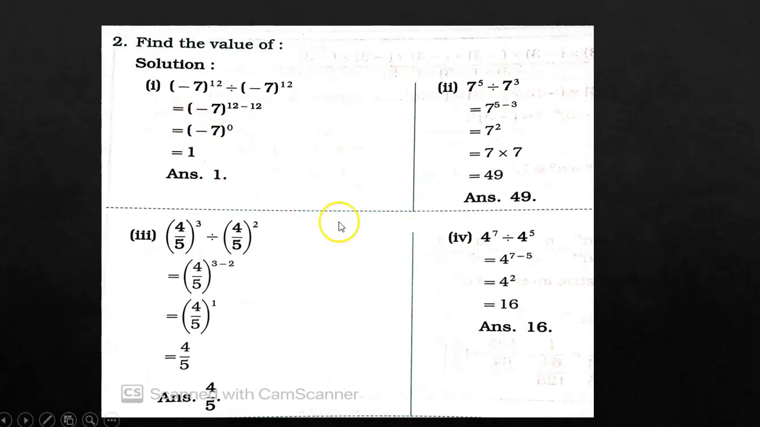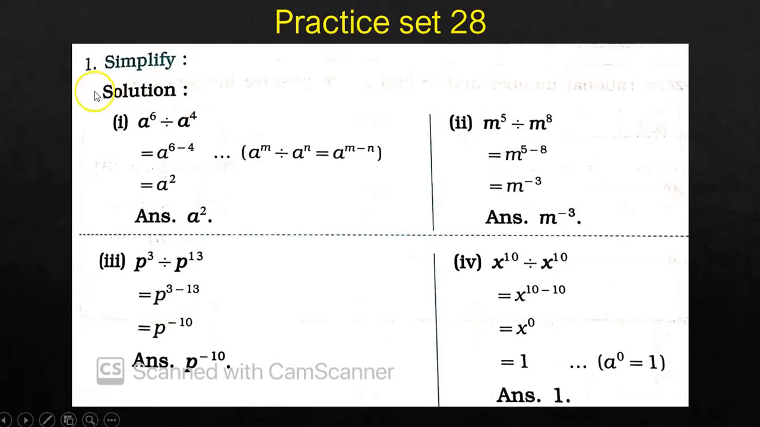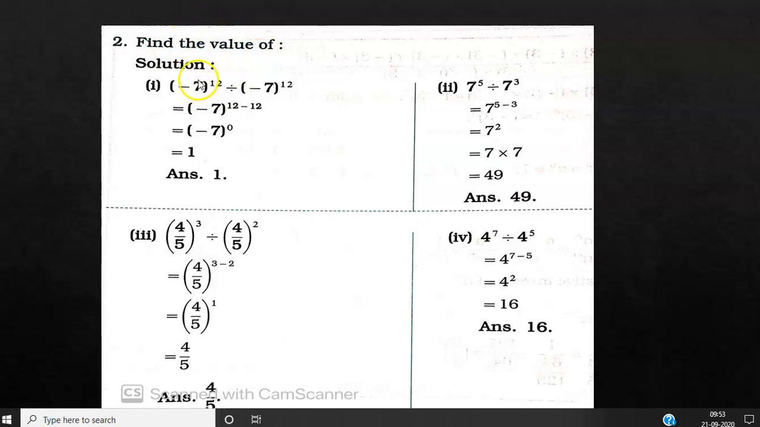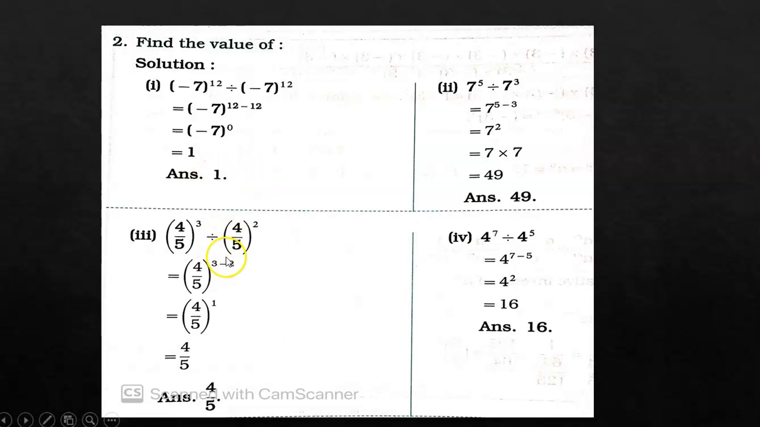Next, question number 2. Now my dear students, over here the question was simplify, so we have just simplified, and these are a, m, so we cannot find the value further. But if the question says find the value of, and these are numbers, then we are supposed to solve them further. Let's see how these sums are solved.